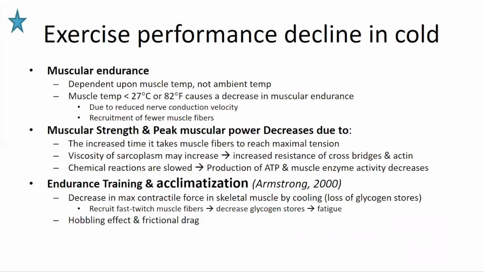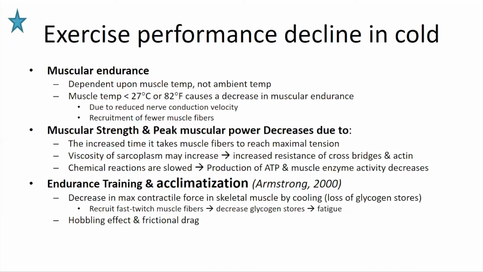Muscular strength and peak power also decrease, and this is related to as the muscle cools, the sarcoplasm becomes more viscous, and therefore there's going to be increased resistance of the cross bridges of the myosin and the actin, and that has a negative effect on the generation of power and muscular strength.